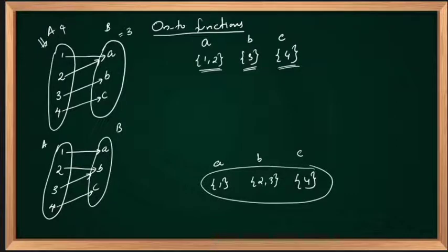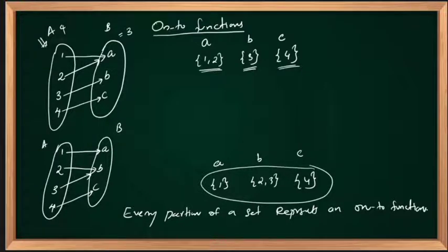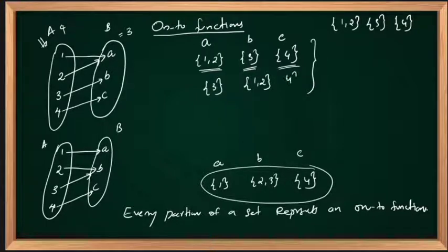So one thing now we know is that every partition of a set presents an onto function. Also, we will take one partition. Now I'm not going to change this partition. So we have the partition 1, 2, 3, and 4. Right? I am keeping this partition the same. Now I can say that let me map A to 3 and B to 1, 2 and C to 4. Now if you see, this is the same partition, right? But this represents a different onto function.